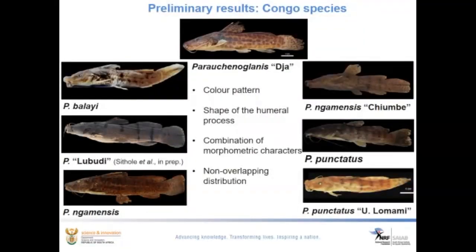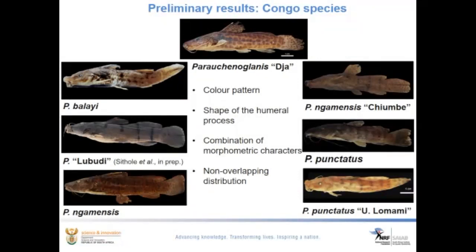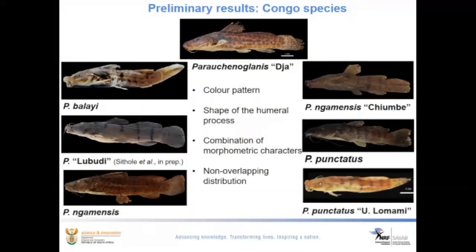In comparison of Paracrinoclinis Jar to other Paracrinoclinis populations or species in the Congo Basin, preliminary results show that Paracrinoclinis Jar is differentiated from these species or populations by a unique combination of color pattern, the shape of the humeral process, morphometric characters, and also different distributions.